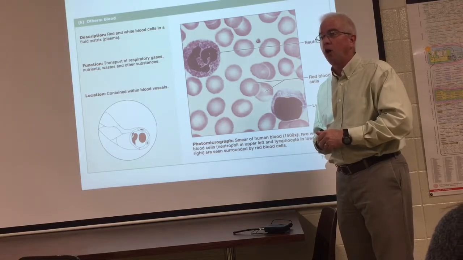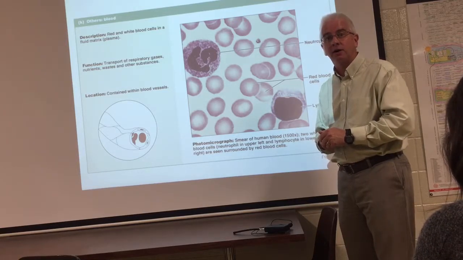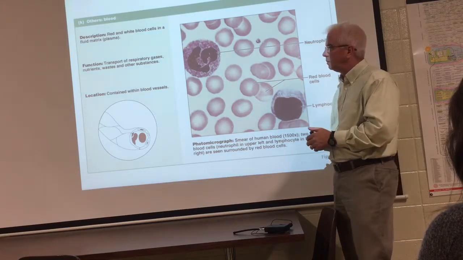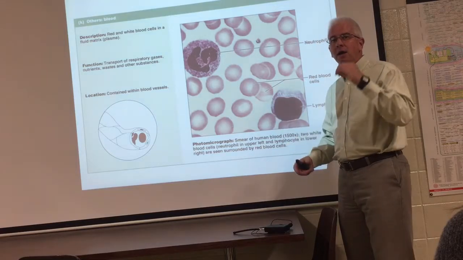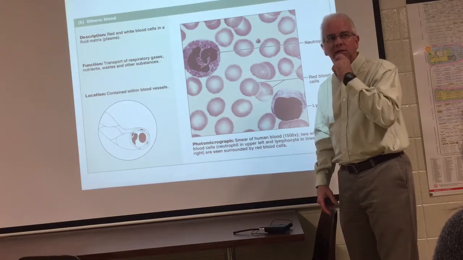The hematocrit. 45% of the blood sample, the hematocrit. It's the cellular component of blood. And more than 90% of it is red blood cells.